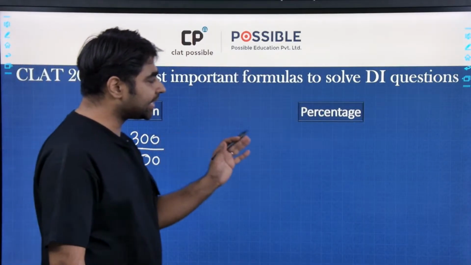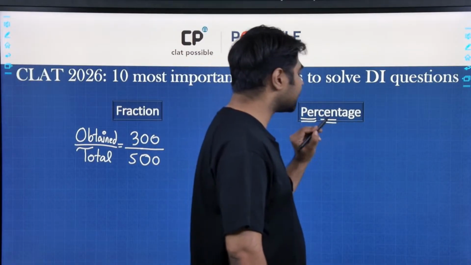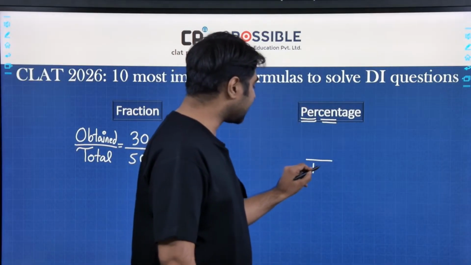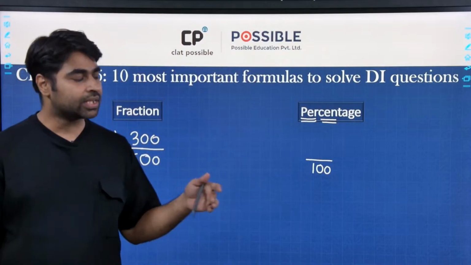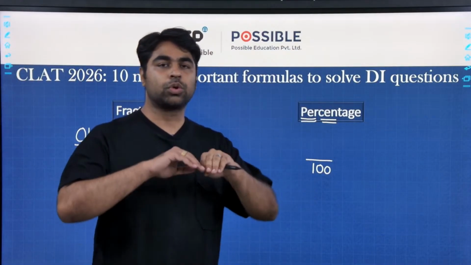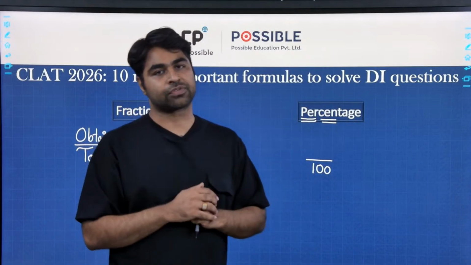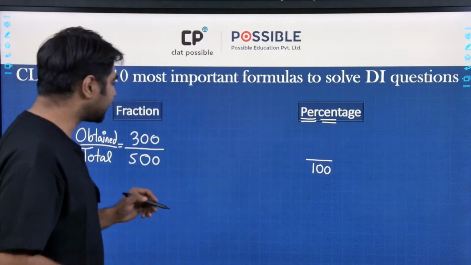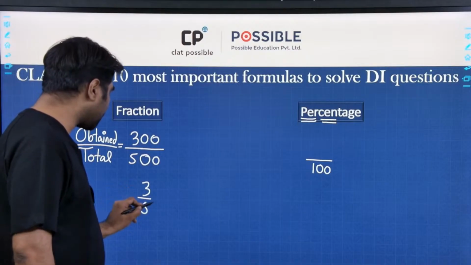So what is a percentage? Percentage derives from the words per and cent. Per means with respect to and cent means 100, like in $1 there are 100 cents. So it is per 100. Whatever it is with respect to whatever, if you're converting it in terms of 100, that is what we call a percentage.